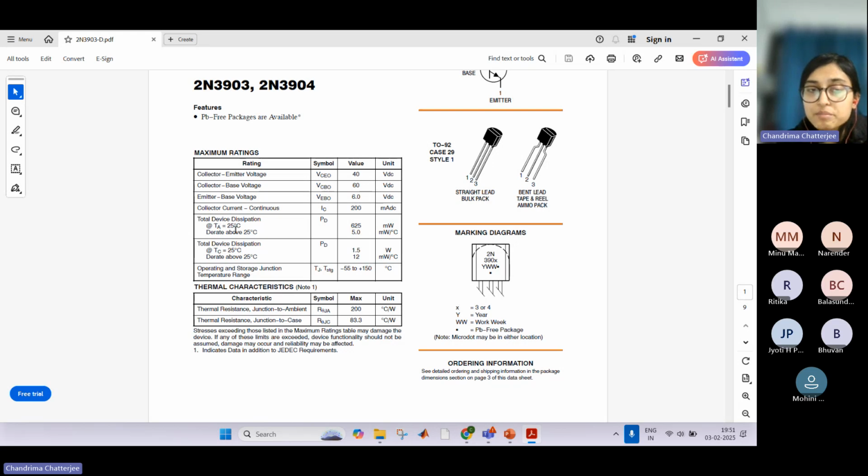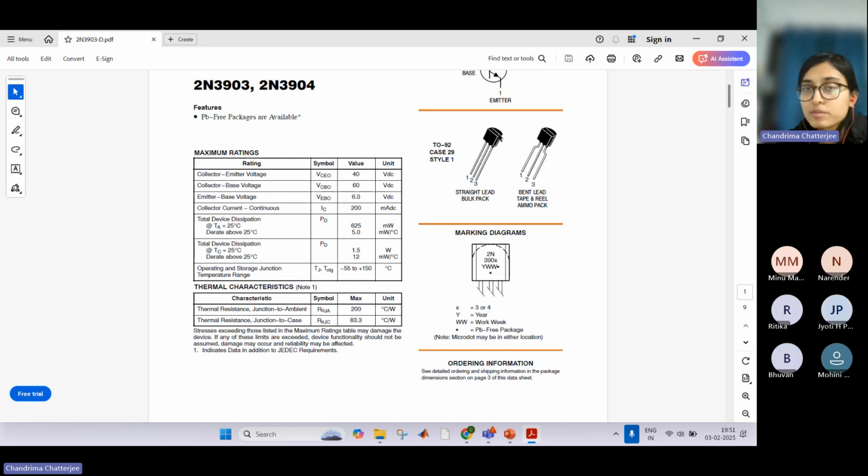There is one ambient temperature and there is the case temperature. Case temperature refers to the case; inside it there will be the device die and everything, which is not visible to us. You will only be able to see the device case, which is the external part. So TC is the case temperature, and for this also the device dissipation is given. And the operating and storage junction temperature range is given, which is the allowed operating temperature range and storage junction temperature.